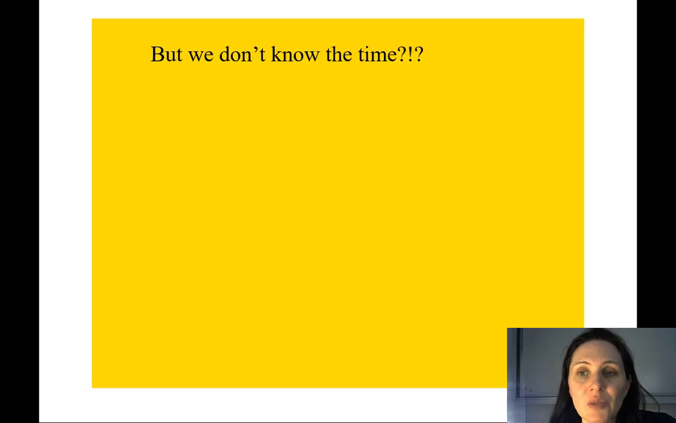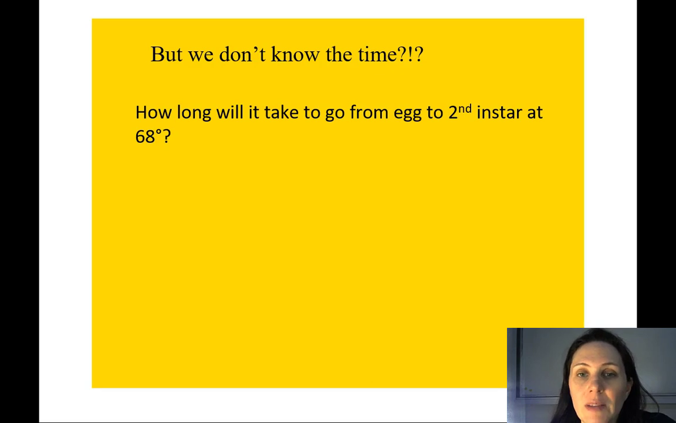But in forensics, we often don't know the time. We don't know how long the body has been out there, and we don't know how long the insect has been developing. So for example, how long would it take to go from an egg to a second instar at 68 degrees? And now before we had 75 degrees, but now it's only 68 degrees. Well, we just determined that the accumulated degree hours to go from the egg to the second instar was 3,825. This number doesn't change. You can vary the temperature, but it's still always going to take 3,825 degree hours in order for this insect to go from egg to second instar.